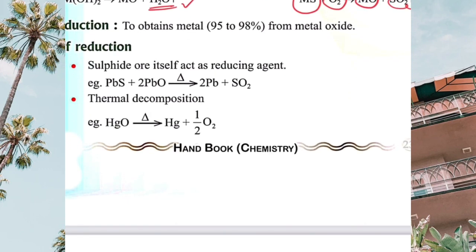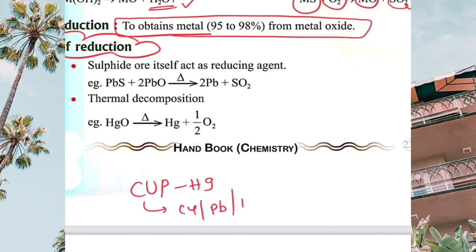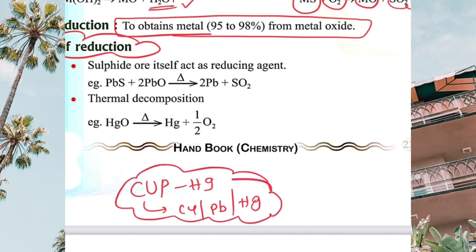Next, third step, reduction. In reduction, we are getting 95 to 98% of the metal from the oxide. In reduction, one important question is there, self-reduction. For self-reduction, you remember cup hug. That is copper, lead and mercury. Copper, lead, mercury, cup hugs undergo self-reduction. They act as the reducing agent themselves. We no need to add any extra reducing agent. Important.